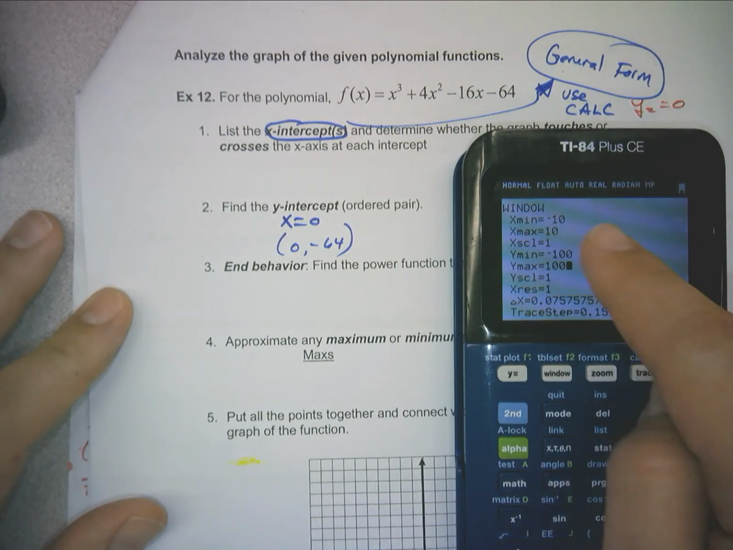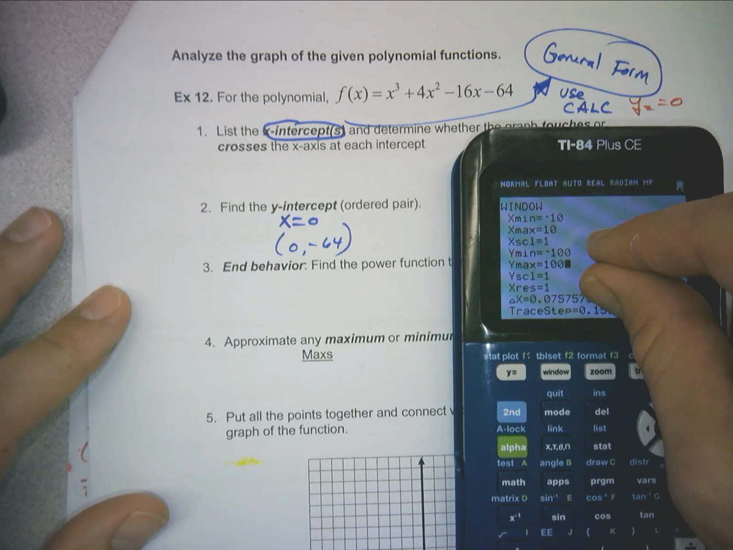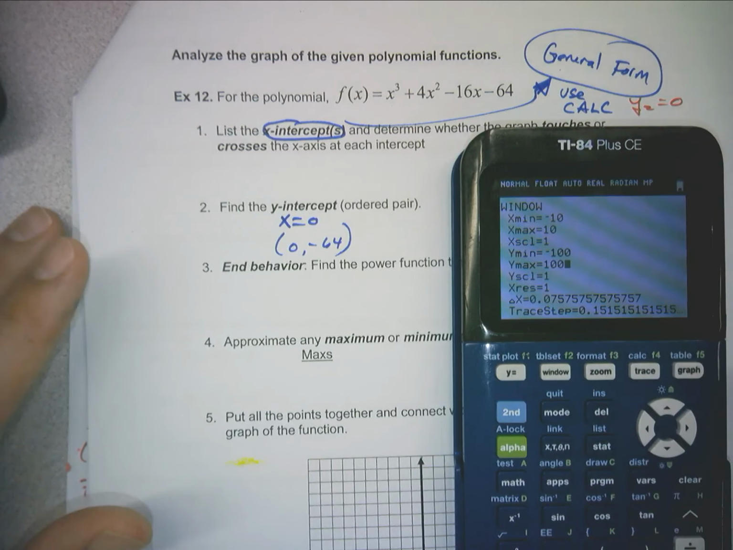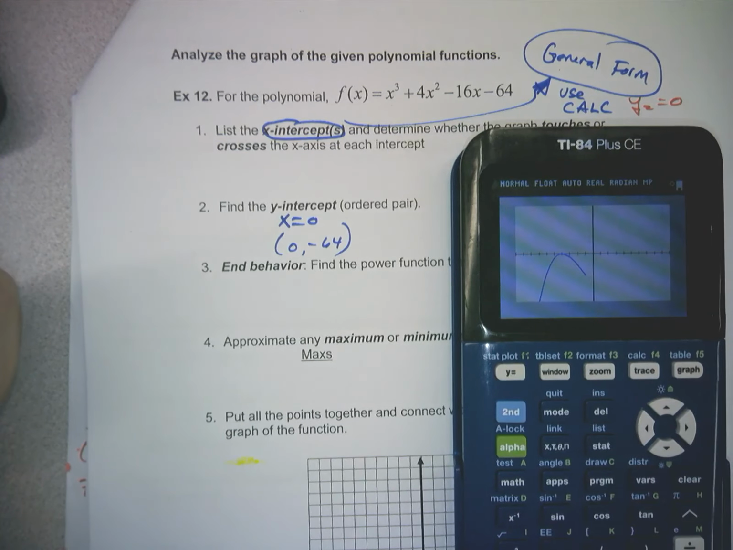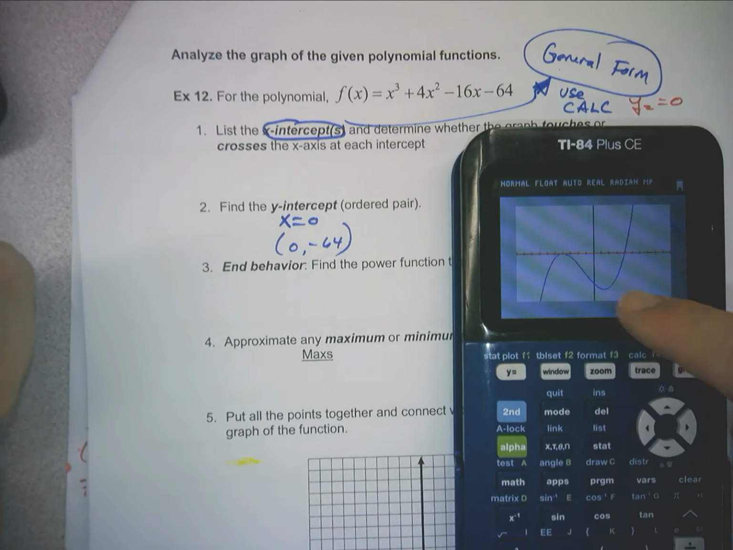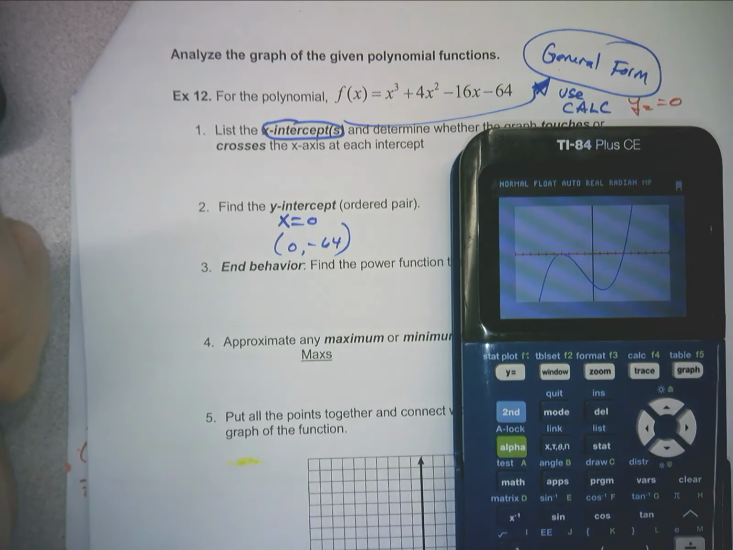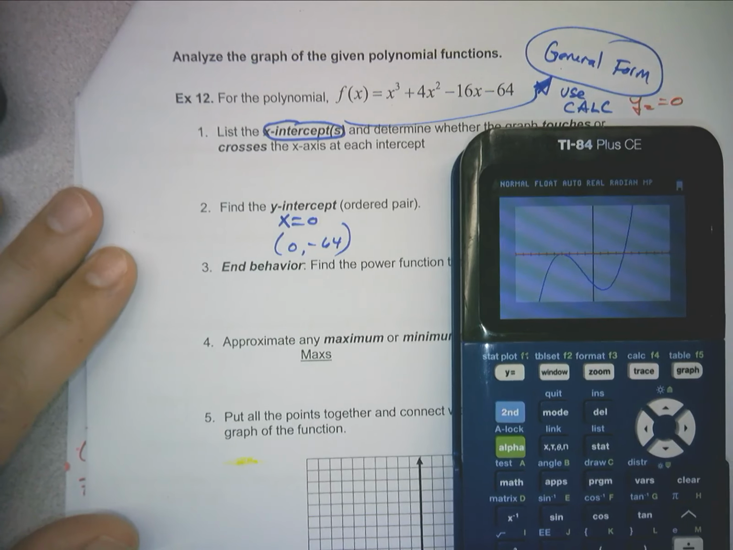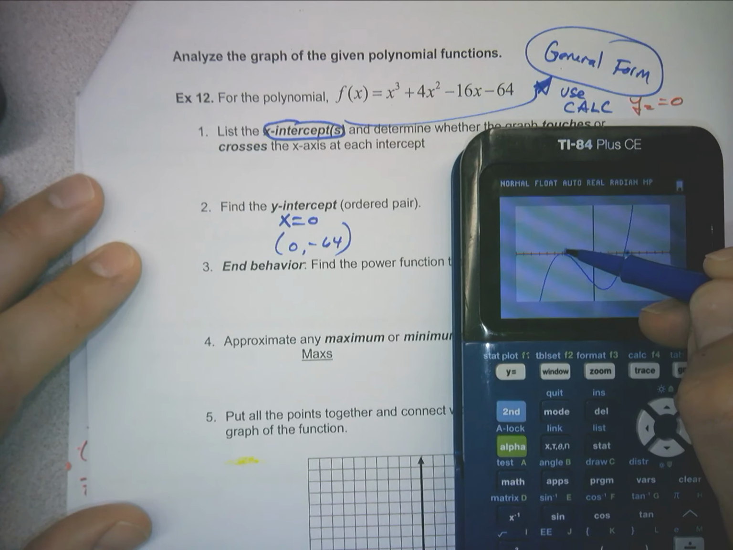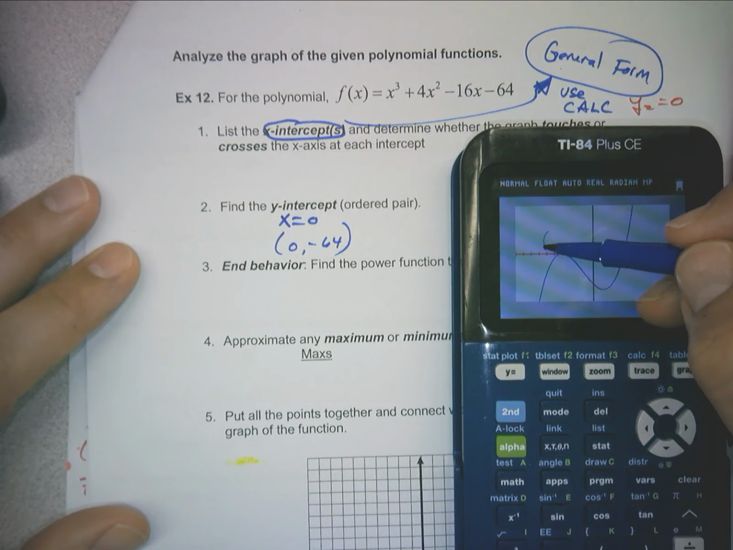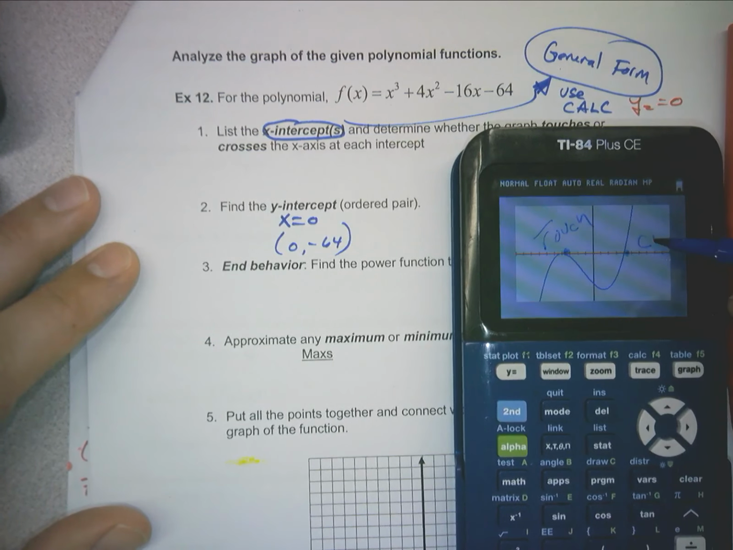My x's stay, my y's are the ones I switch. Never change the x's, you never have to, at least not the ones I've given you. This is a roller coaster ride that I want to ride. I see the entire graph from -10 to 10. Looks fine. What I can see is I've got two intercepts. I've got one right here and one right here. This is a touch, and this one is a cross.